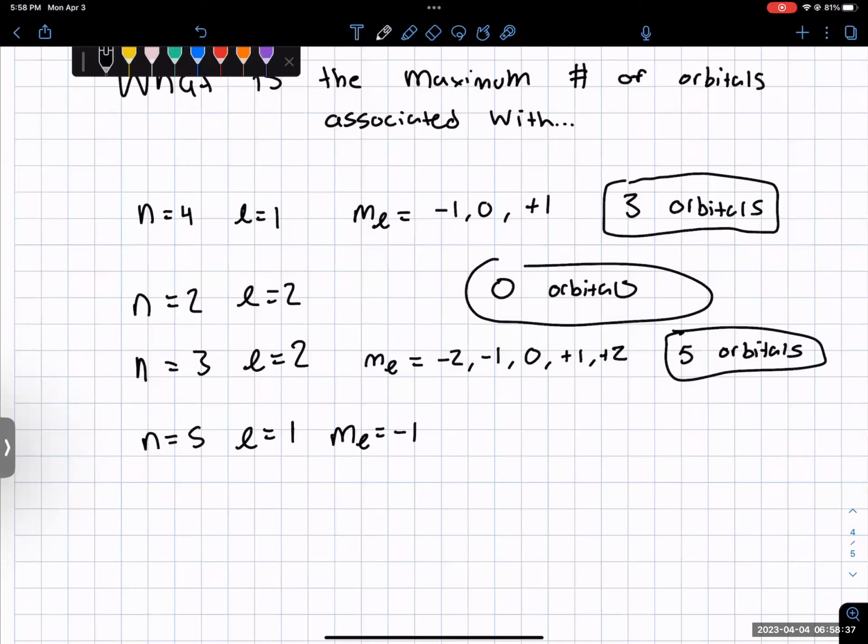You in the front, did you not hear me? I said 3. Why 3? Because L equals 1, so isn't it -1, 0, 1? L does equal 1, but it also says M sub L is equal to -1, which is specifically talking about a single orbital. Because remember, the possible M sub L values are -1, 0, and 1, and each of these is an orbital. So you have 3 possible orbitals, but we're talking about only one orbital being associated with that quantum number.